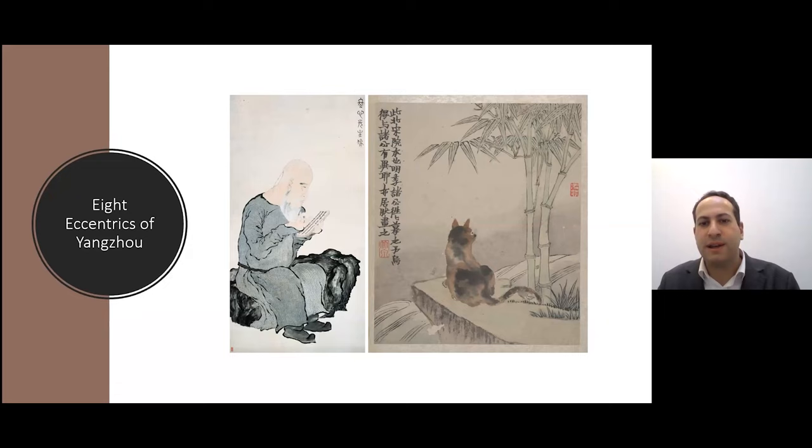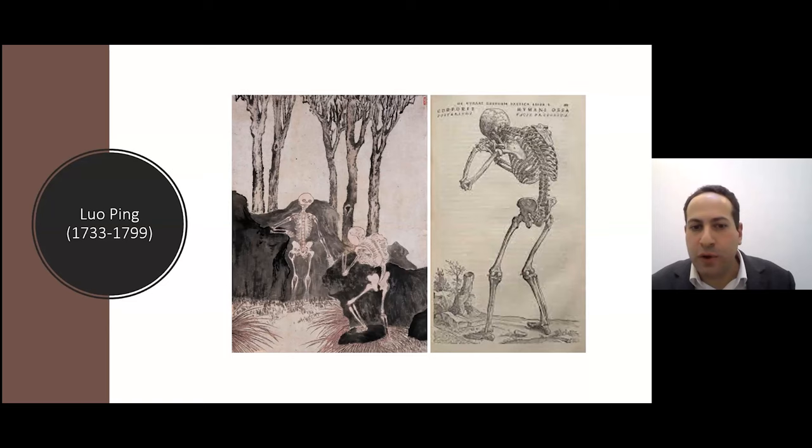And the subjects are also slightly unusual. Here is a painting of a cat, which is something that you don't, again, traditionally see in literati painting. Other eccentrics from Yangzhou at this time are Luo Ping, who painted ghosts and skeletons, much influenced by Western European anatomy books. So, far from the Qing Empire being closed off from the world, there was trade and things going on between. People were aware.